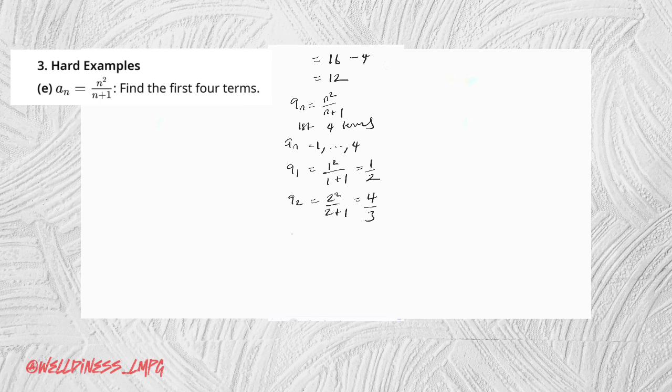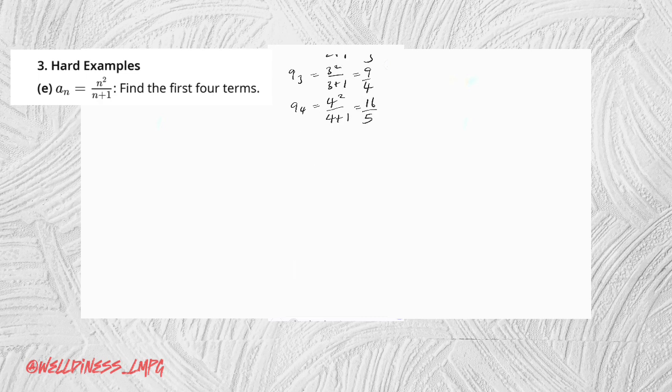Now for a2, we are going to have 2 squared divided by 2 plus 1. 2 squared will give you 4, and 2 plus 1 will give you 3, so you have 4 divided by 3. So for a3, you have 3 squared divided by 3 plus 1. And 3 squared is 9, 3 plus 1 is 4, and you get 9 divided by 4 as your answer. And for a4, you have 4 squared divided by 4 plus 1, and 4 squared is 16, 4 plus 1 is 5, so your final answer is 16 divided by 5. And with that, you have gotten your first 4 terms.